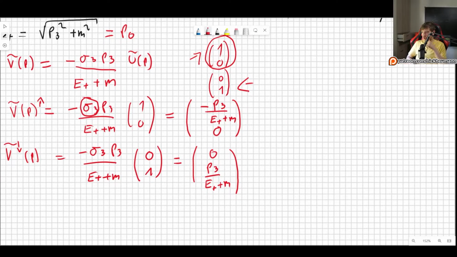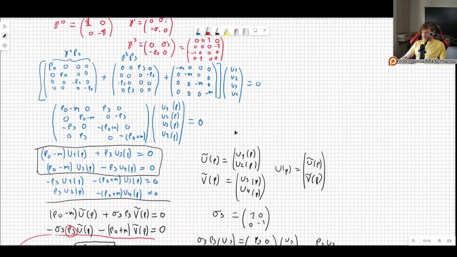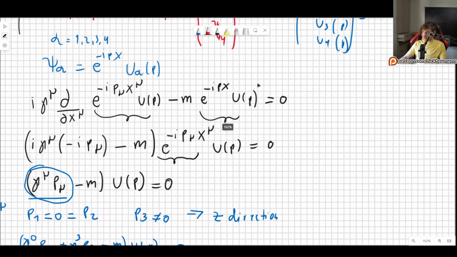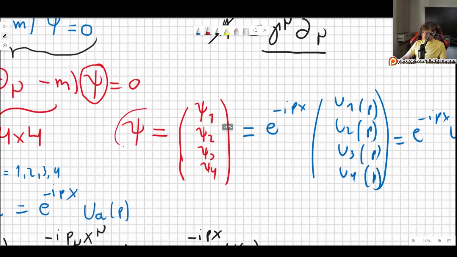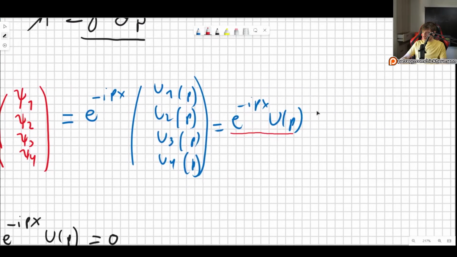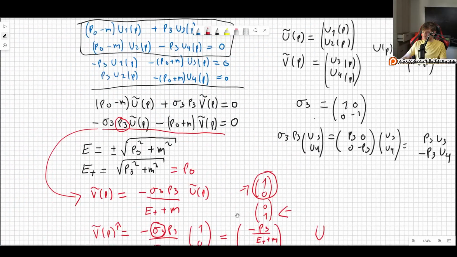So just plugging all of this into our U, right? And just to keep in mind, what is everything? The U that we are going to find now is this, U of P, which constitutes our wave function. So once we know U, we basically know the wave function. We only need to multiply by e to the minus px.